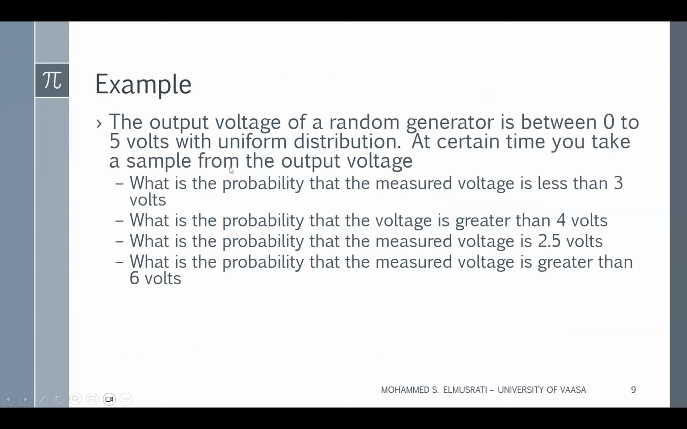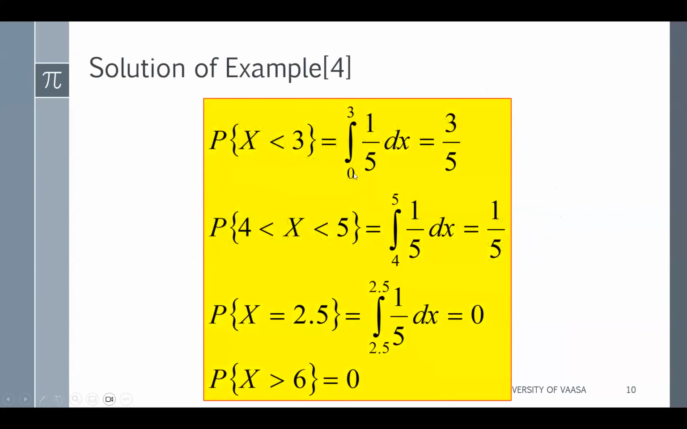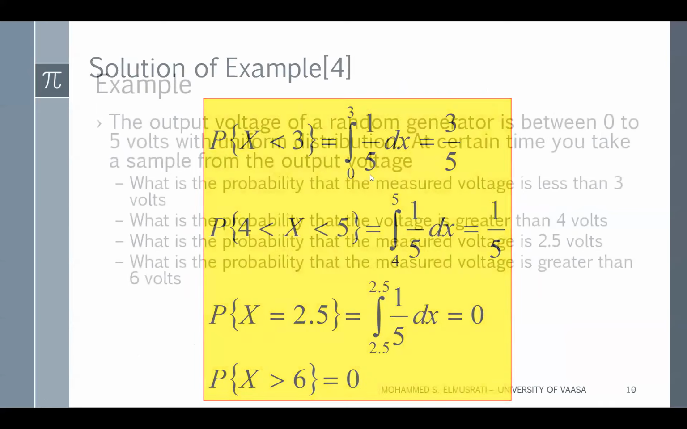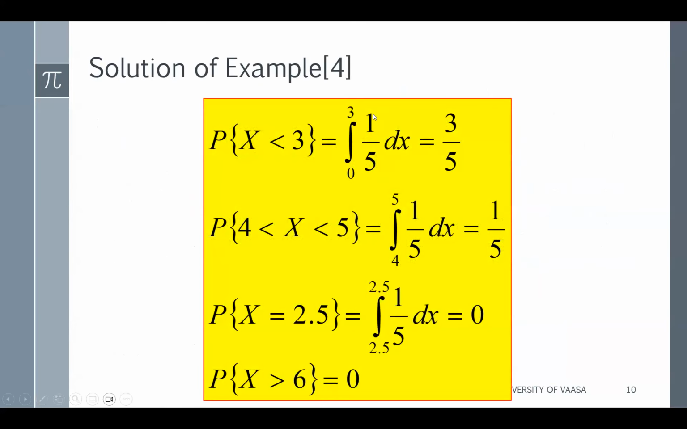At a certain time, you take a sample from the output voltage. What is the probability that the measured voltage is less than 3? So it is the integration from 0 up to 3. Why is it 0? Because the minimum voltage here is 0. And from 0 to 3, why is it 1 over 5? Because the area must be 1. And then we can calculate all these probabilities.